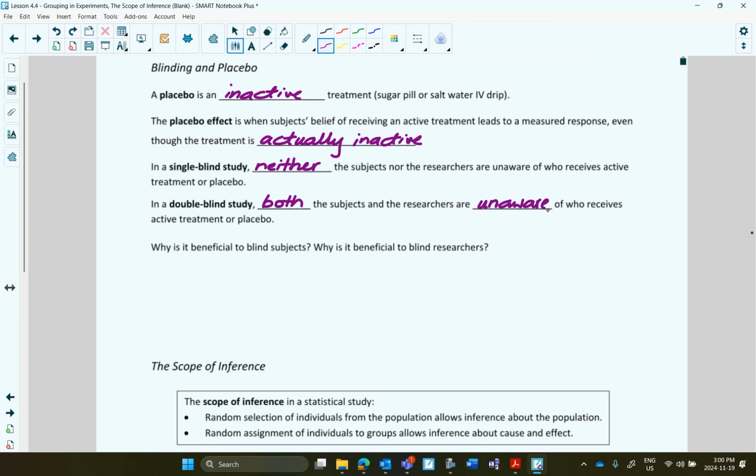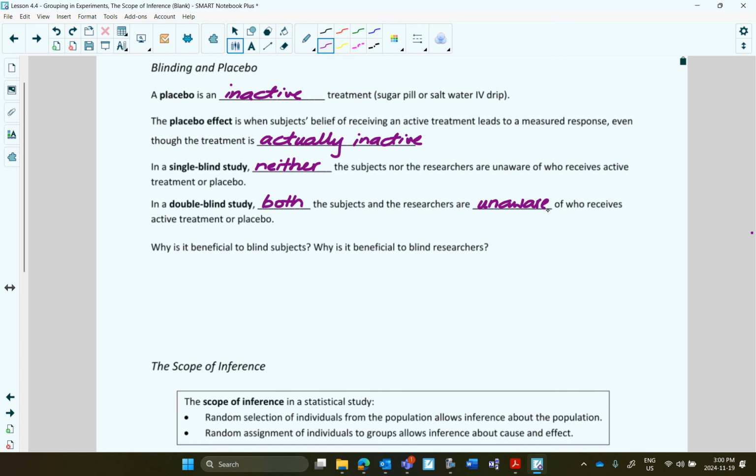The sentence there reads, "in a single blind..." Oh my God, are you kidding me? "Nor the researchers are unaware." That means that both the subjects and the researchers are aware. I just want to confirm that that sentence is incorrect.